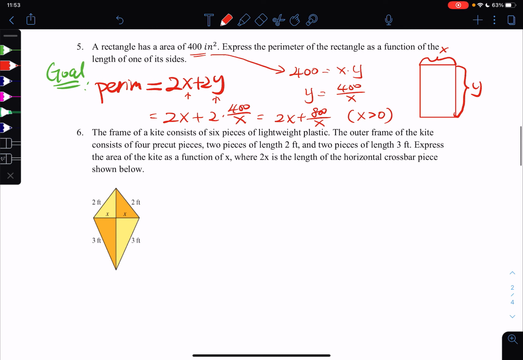The next problem here is I actually have a kite which consists of several pieces of plastic. The outer frame is some kind of plastic which we marked as 1, 2, 3, 4 pieces, and then we have 2 inside layers and they have perfect symmetry. It's 2 feet, 2 feet, 3 feet, 3 feet as marked here. So what I want you to do is, my goal again, express the area. So your goal is to identify the area, and since I've already plotted the graph here, which is essentially 4 pieces added together, you need to find all those 4 pieces.